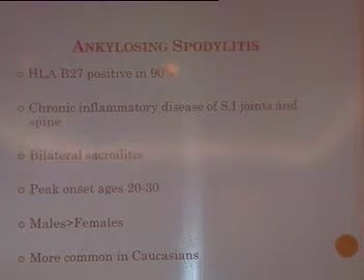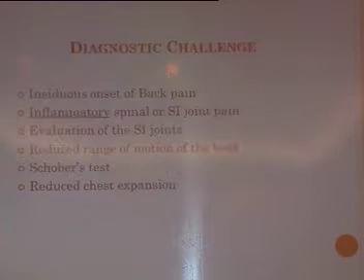It's a chronic inflammation of the sacroiliac joints and spine. Bilateral sacroiliitis is the hallmark of this disease. The peak onset is in late adolescence. Males are more commonly involved. It's more common in whites.